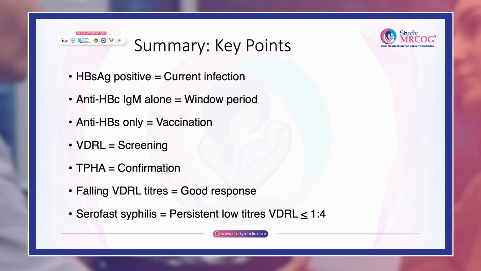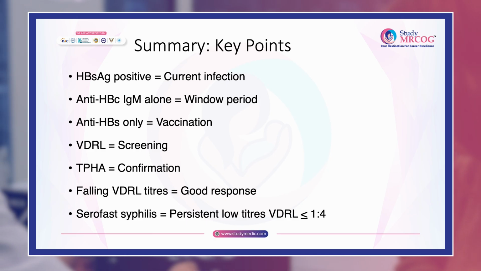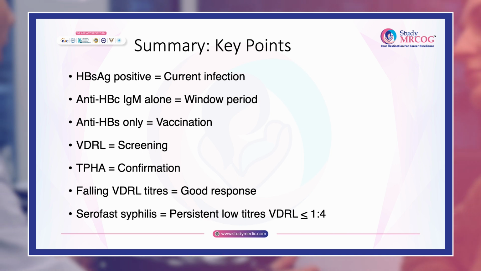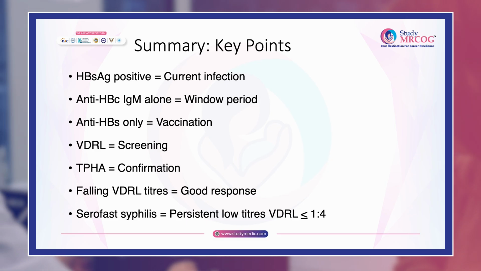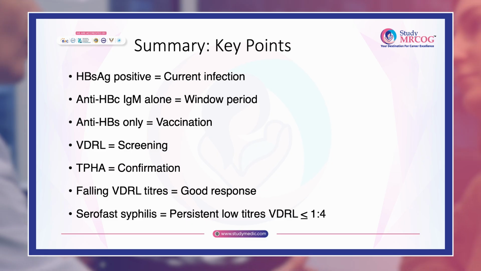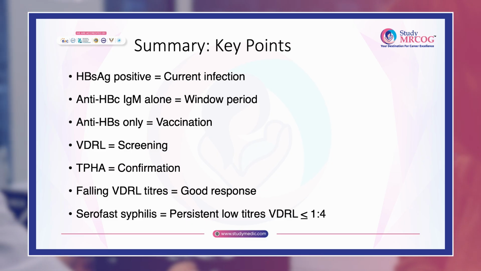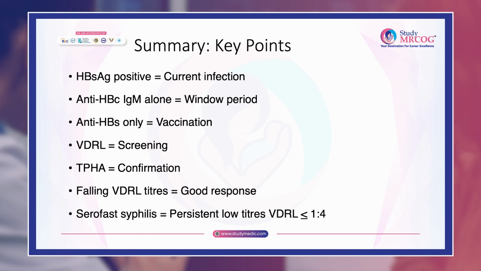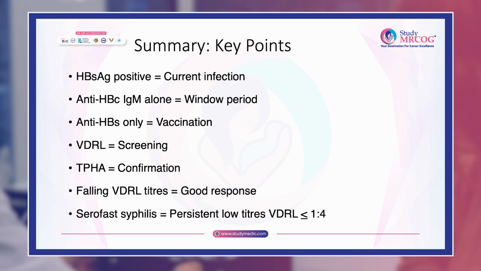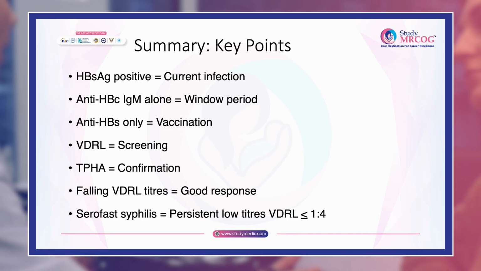Finally, to summarize some key points, the surface antigen positive means that there is current infection. The surface antibody alone will mean that the patient is vaccinated. And if there is core antibody IgM alone, then this means that the patient is in the window period. In syphilis, the VDRL test is used for screening, and the confirmatory tests are treponemal tests like the TPHA. FTABS is no longer done in the UK. Falling VDRL titers implies that there is a good response to treatment, and serofast syphilis means that there is persistent low-level VDRL titers below 1:4 with no active symptoms or active disease.